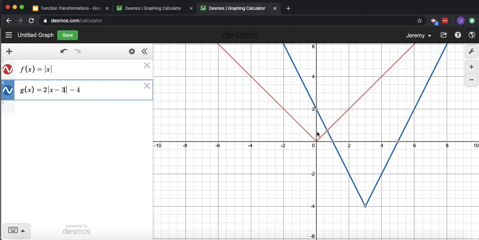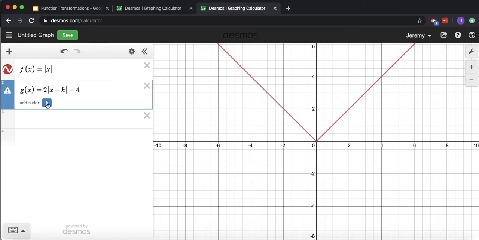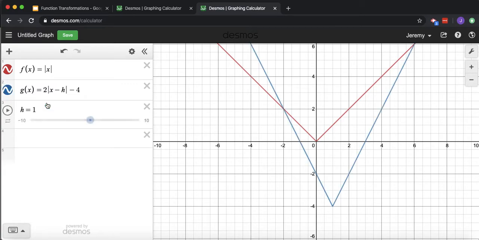And then we've stretched it by a factor of 2. So instead of going up 1, over 1, up 1, over 1 from the vertex, we go up 2 over 1, up 2 over 1. What I'd like to do here is generalize this. Imagine instead of minus 3 right here, I just put minus h. Desmos prompts me to add this slider.